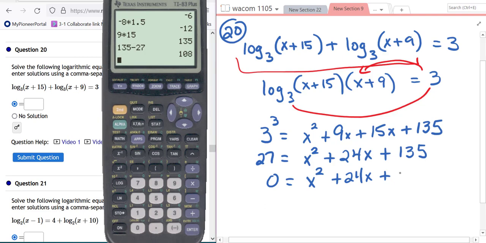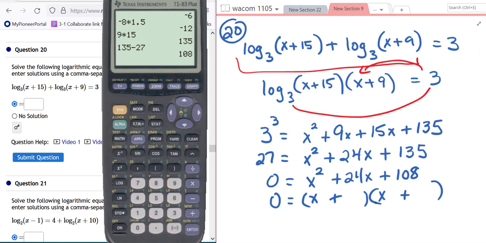108. And so you have to work on your factoring there, like signs both plus. And I had to just go through my calculator. This was not something that, 108 is not something that you know necessarily.